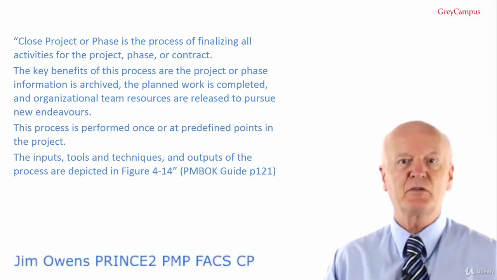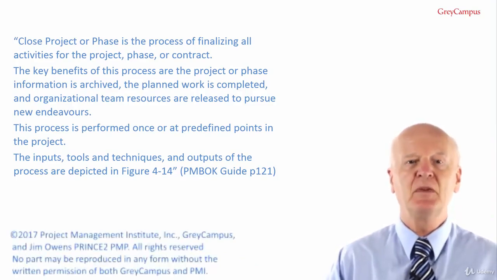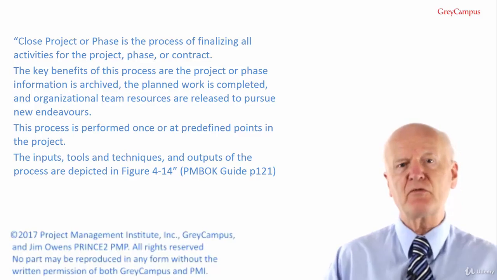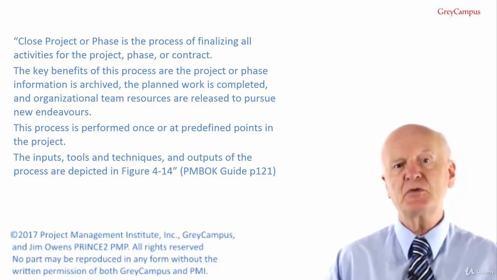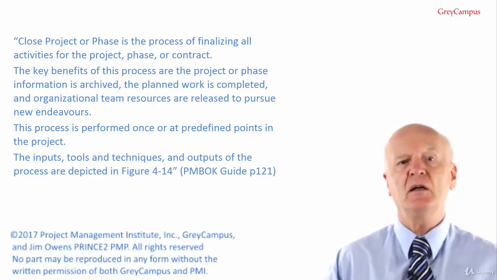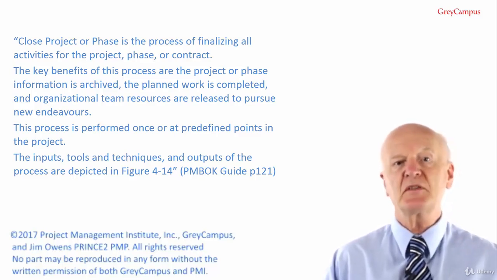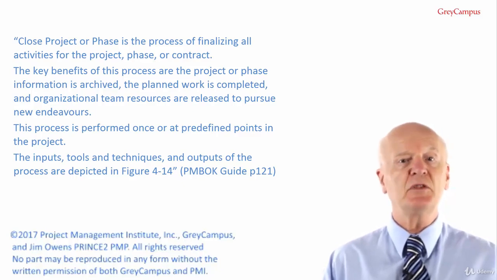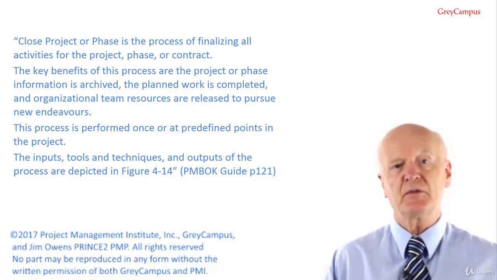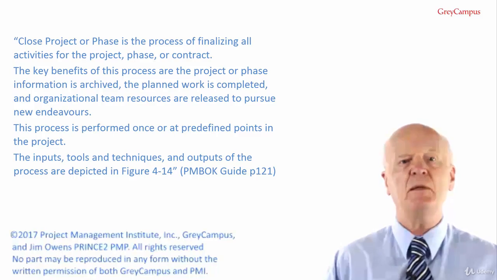4.7 Close project or phase, and this is the last process in project integration management. Close project or phase is the process of finalising all activities for the project, phase or contract. The key benefits of this process are that the process or phase information is archived, the planned work is completed, and organisational team resources are released to pursue other endeavours. This process is performed once or at predetermined points in the project. And that's from the PMBOK Guide, page 121.